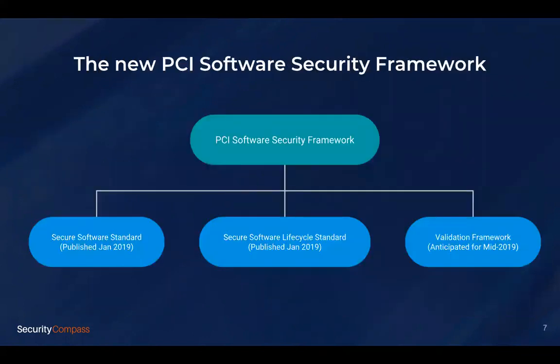So examining the standards in a little more detail, there's three pieces to the software security framework: a secure software standard, a secure software lifecycle standard, and a validation framework. The first two, the secure software standard and the secure software lifecycle standard, were both published at the start of this year. Now, the validation framework will specify more details around the compliance needs and timelines and the assessment process. But the first two standards really spell out what the organizations need to adhere to.